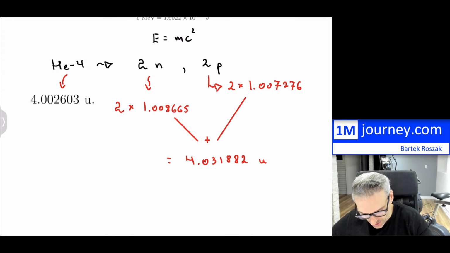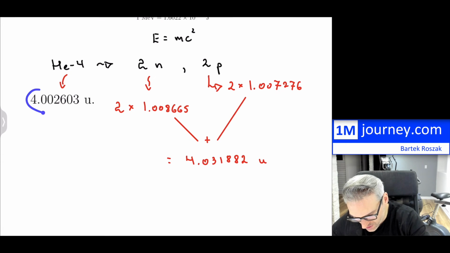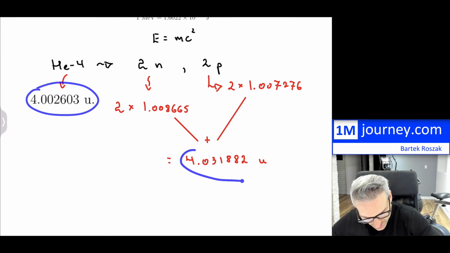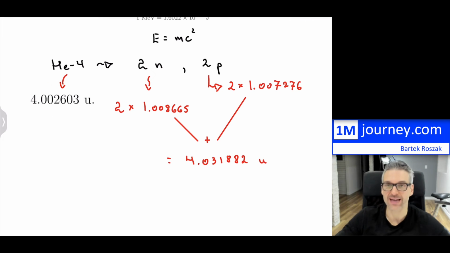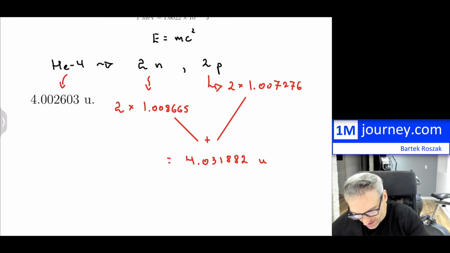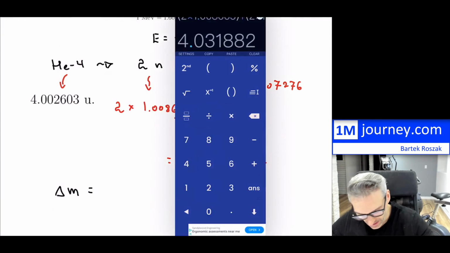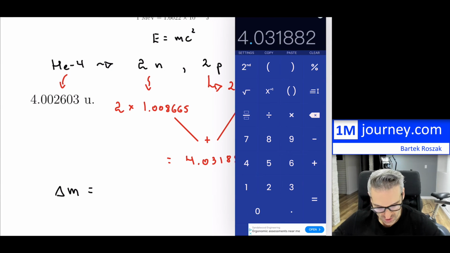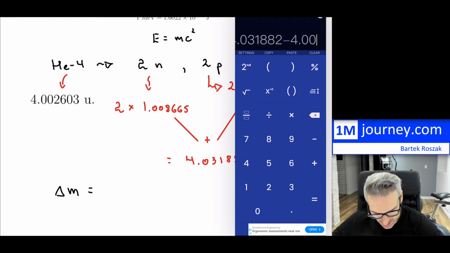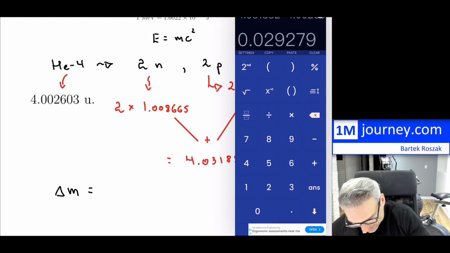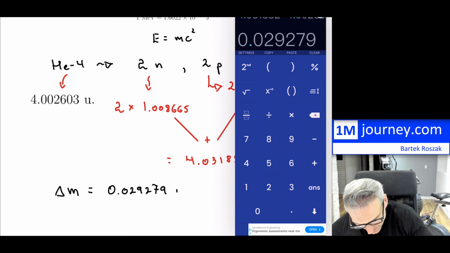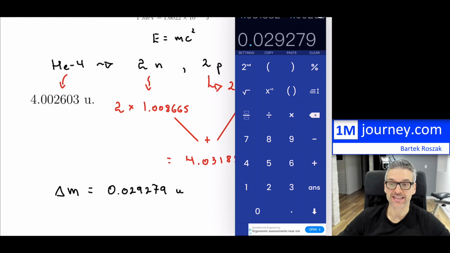Now, as you can see here, they're different, right? So this one is actually less than this. It's not by a lot, but it is less. And that is the mass defect. So the mass defect is really the difference between the two. Here is the mass on the individual side, minus the mass when they're all bound together. So that's 2603, and this becomes 0.029279 atomic mass units. This is the difference.